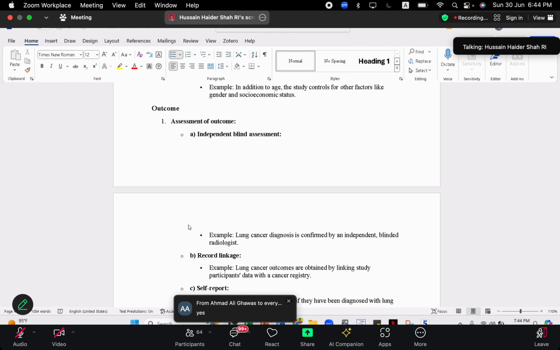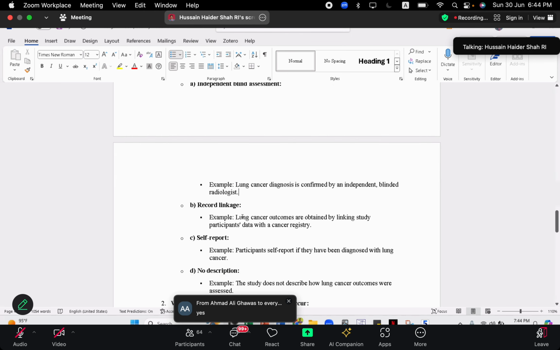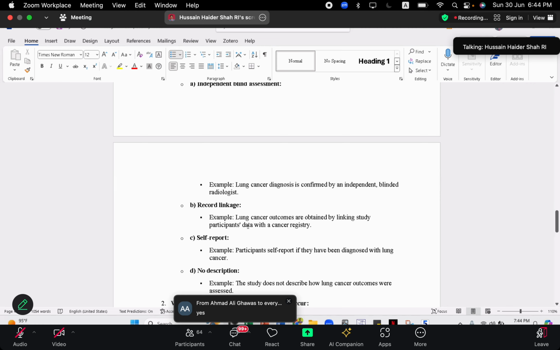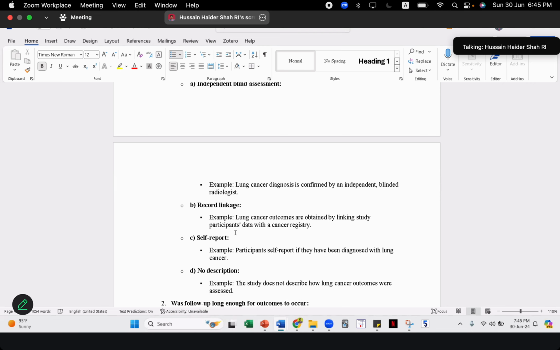Okay, brilliant. Again, if there is a statement in the manuscript that lung cancer outcomes are obtained by linking study participants' data with the cancer registry, and there is a proper record or database linkage, we will give it a star. Some patients we are giving actual medication, some patients we are giving a sugar pill just to know the action of the drug. Exactly. I think Muhammad Irfan has got a good grip.